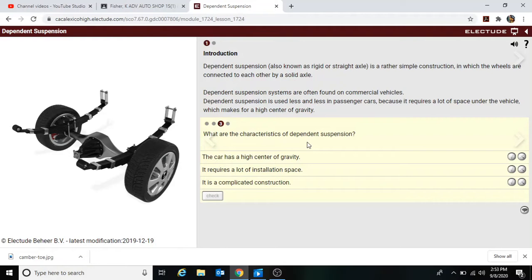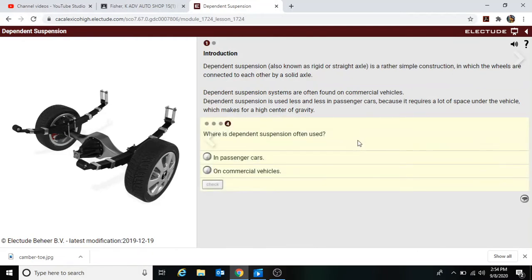What are the characteristics of dependent suspension? There's a high center of gravity. It requires a lot of installation space. And actually, it's a simple construction. So that'd be no. Where is dependent suspension often used? On commercial vehicles. Very, very less common on passenger vehicles.